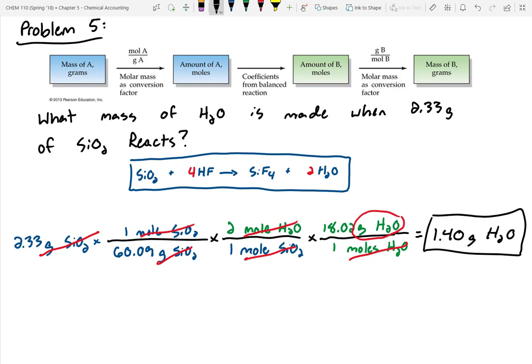Does that make sense? So pretty tricky, because there are so many conversions. The key is writing out all your units, making sure they're right side up or upside down as needed, and then making sure you don't flip grams and moles on accident.